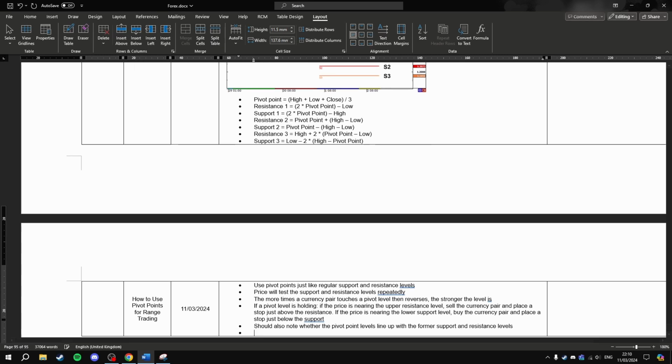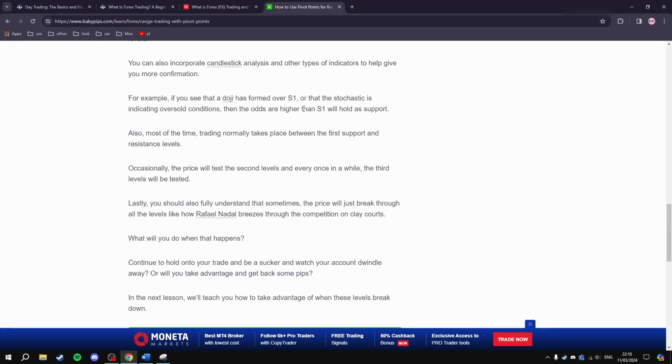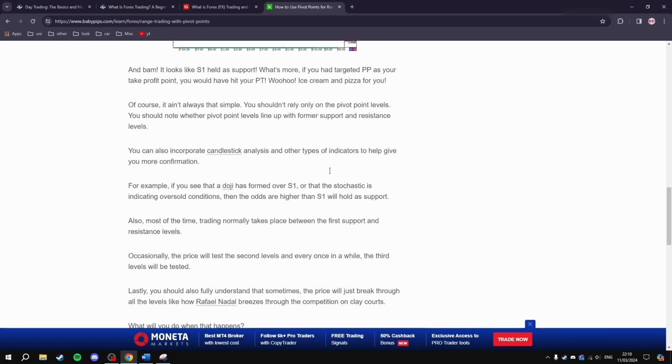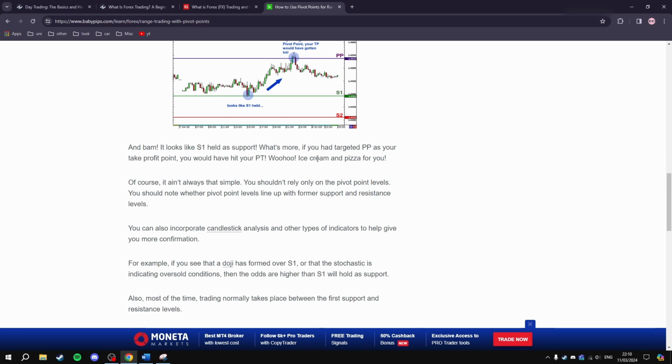You can also incorporate candlestick analysis and other types of indicators to help give you more confirmation. For example, if you see that a doji has formed over S1 support or that the stochastic is indicating oversold conditions, then the odds are higher that S1 will hold its support. I think that's meant to say that S1 will hold its support.